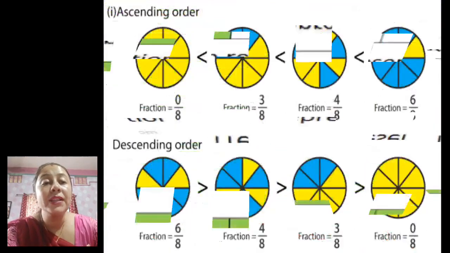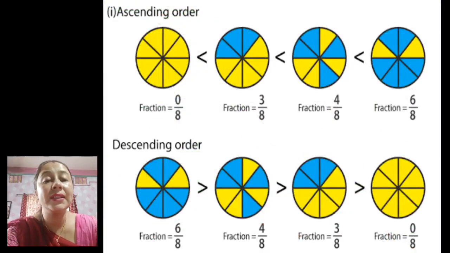Understood? Next, children, here you can also see ascending order and descending order of fractions. If you have to arrange in ascending order, that means smallest to greatest. 0 by 8 means no part is shaded here. Then 3 by 8, 4 by 8, 6 by 8. We are arranging the fractions in ascending order, smallest to greatest. 3 by 8 is smaller, 4 by 8 is greater than 3 by 8, after that 6 by 8. Descending order means greatest to smallest. So 6 by 8 will come first, after that 4 by 8, 3 by 8, 0 by 8.